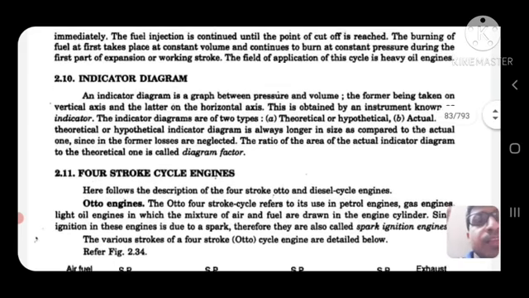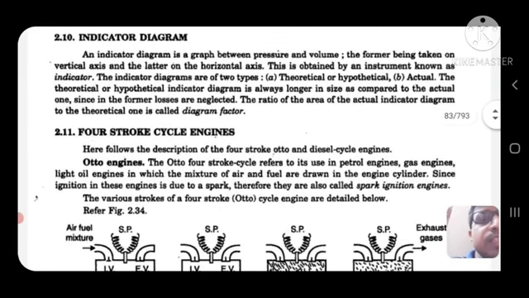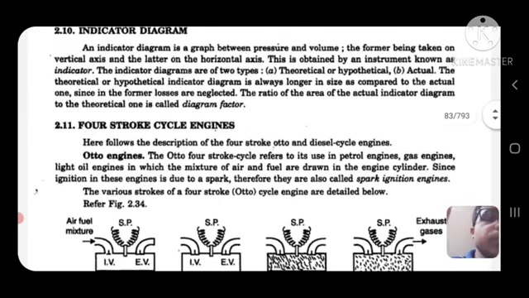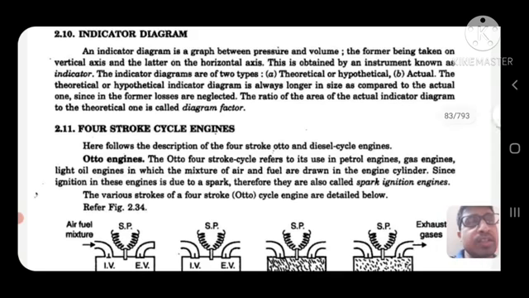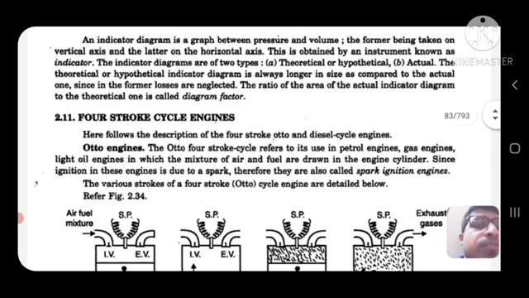Indicator diagram. An indicator diagram is a graph between pressure and volume, the former being taken on the vertical axis and the latter on the horizontal axis. This is obtained by an instrument known as an indicator. The indicator diagrams are of two types: theoretical or hypothetical, and actual.